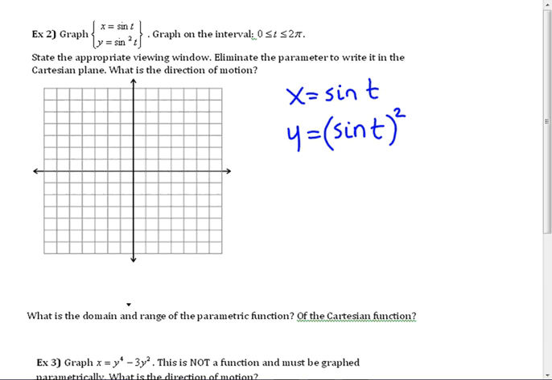I'm going to warn you right now. Do not use inverse sine because I'm going to mark it wrong, even if it's right. Because I want you to see what it is. I'm going to use plain old substitution. The sine of t is x, right? So in place of the sine of t there, I'm going to put in the x.